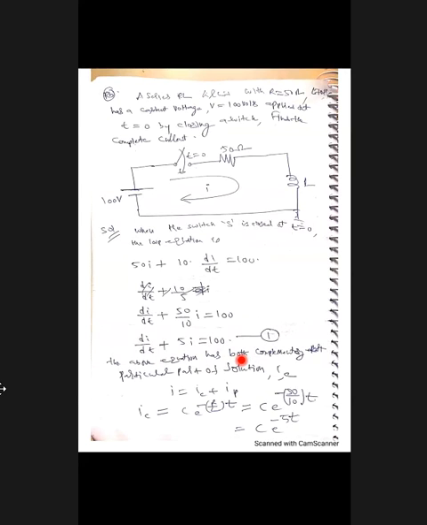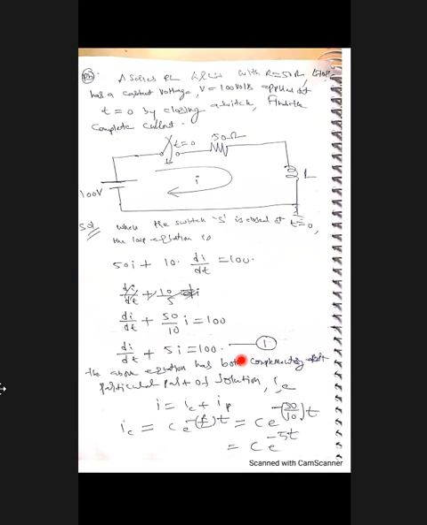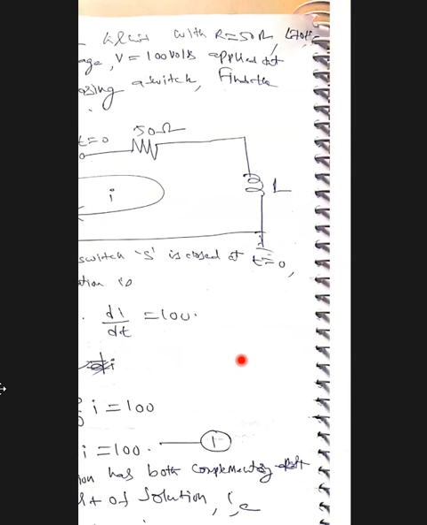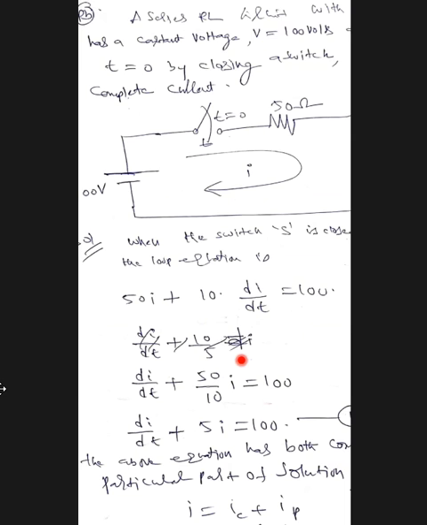And R is equal to 50 ohms and has a constant voltage. How much is given to us? 100 volts. The L value is also given to you. L is equal to how much? 10 henries. Yes, L is equal to 10 henries is given.